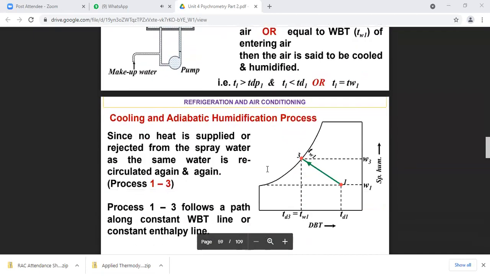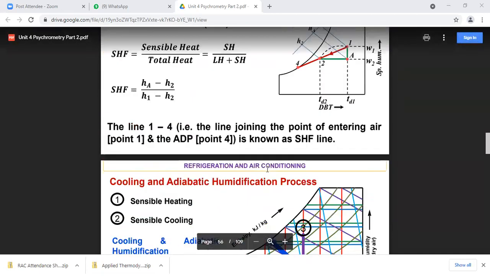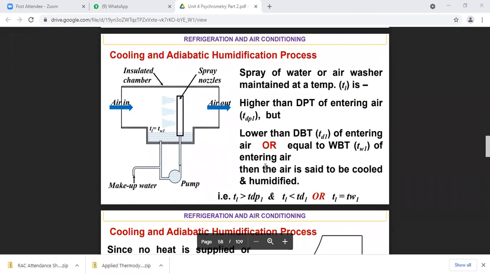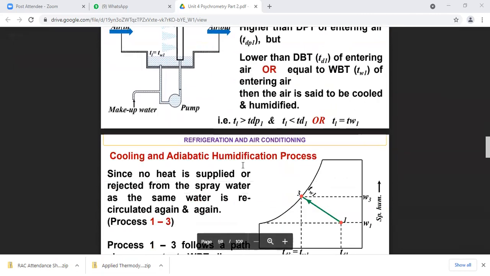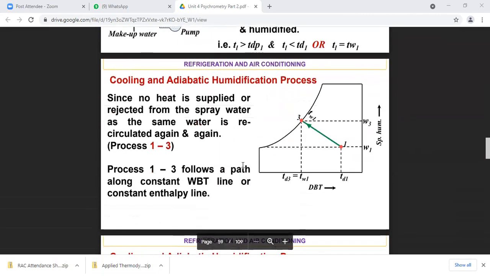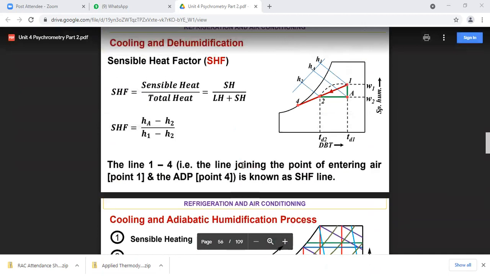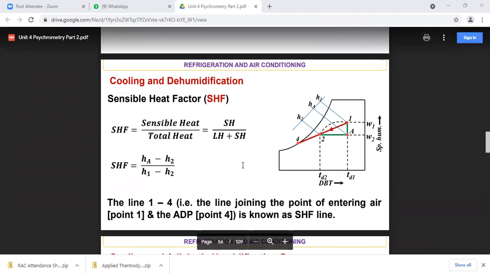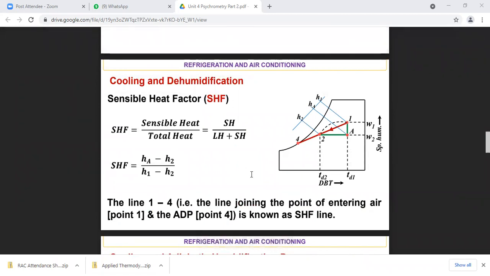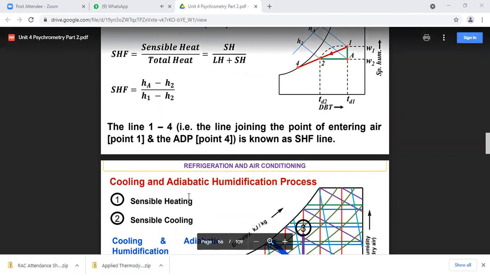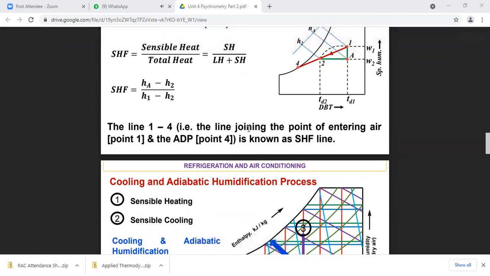So in the next lecture we are going to see the actual representation of the cooling and dehumidification process. We have seen the various processes of cooling with dehumidification, and in the next lecture we are going to see the cooling and adiabatic humidification process.